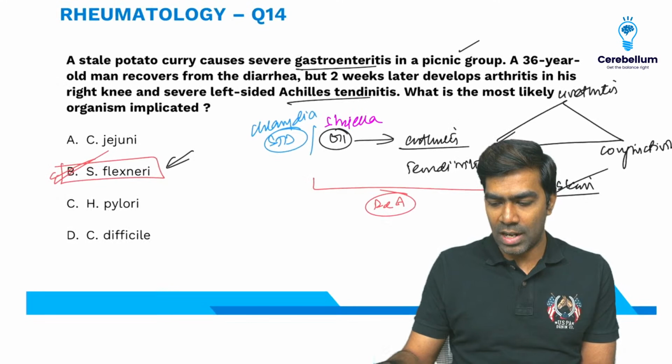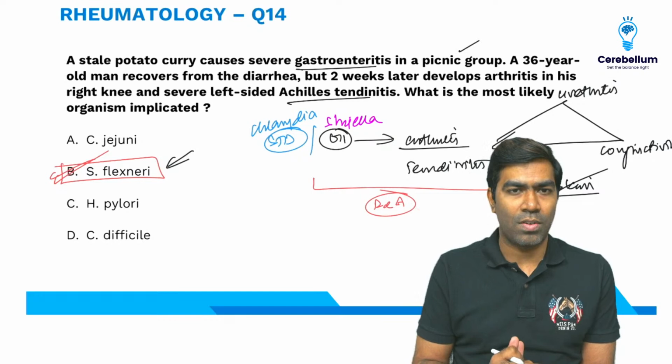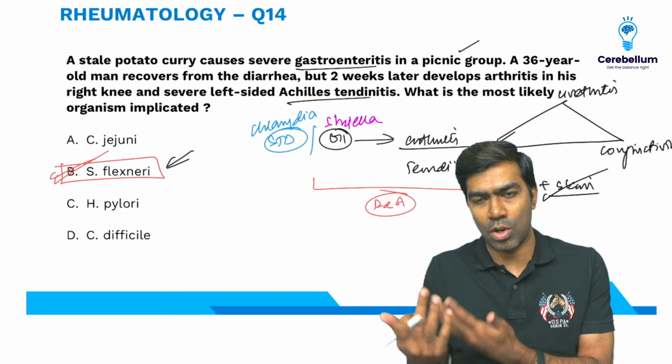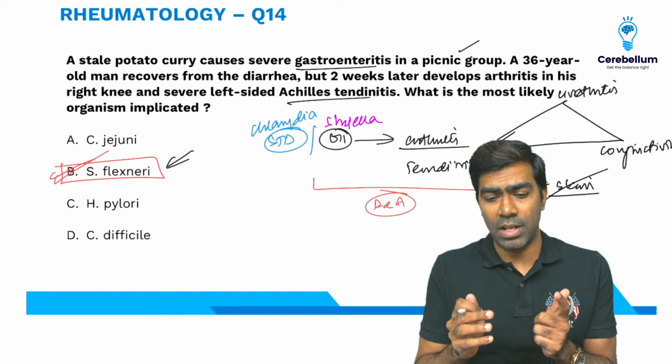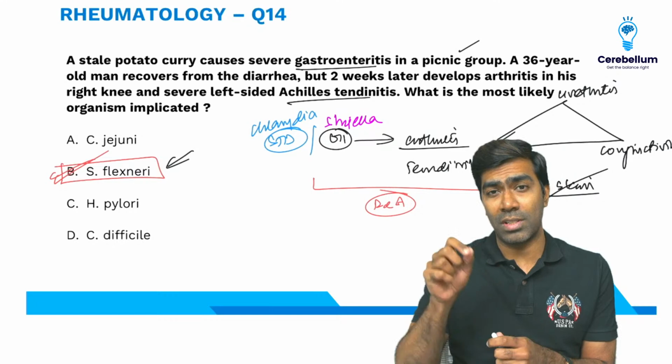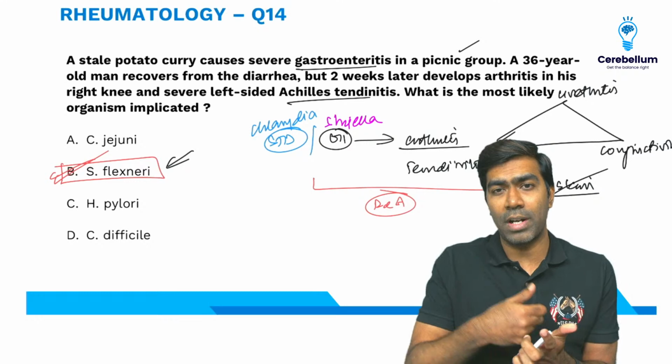Reactive arthritis is a kind of self-limiting disease. Within 12 months, most of the cases will resolve automatically, but till that time you may need to give immunosuppression like NSAIDs, probably steroids or even anti-TNF drugs, but it's only going to be there for a short term. And more importantly, reactive arthritis should be treated with doxycycline. 3 to 6 months of doxycycline is mandatory because this is usually due to some underlying infection. Technically, most of the guidelines incorporate doxycycline for 3 to 6 months along with whatever treatment you give.